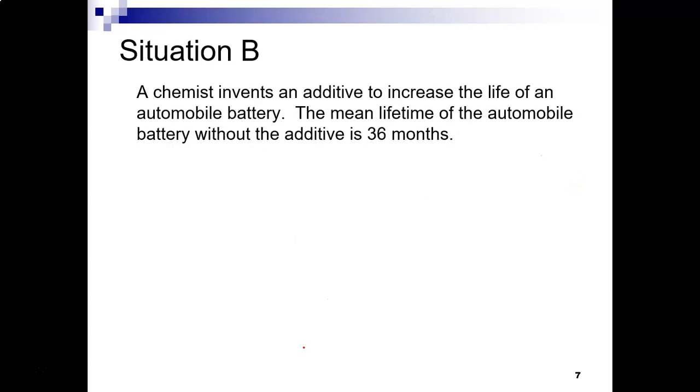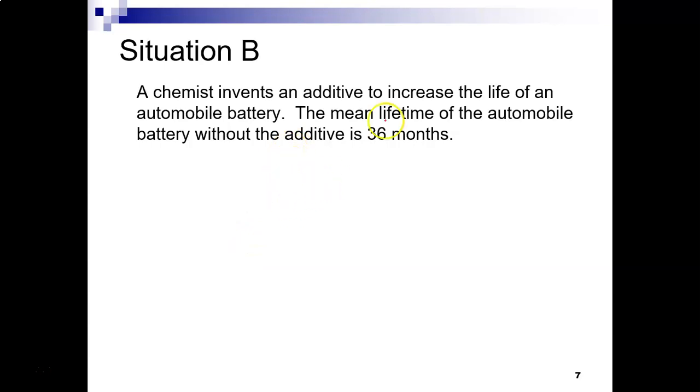All right. A chemist invents an additive to increase the life of the automobile battery. The mean lifetime of an automobile battery without the additive is 36 months. So why don't you pause for a second, write down your answers for the hypotheses, and then come back.